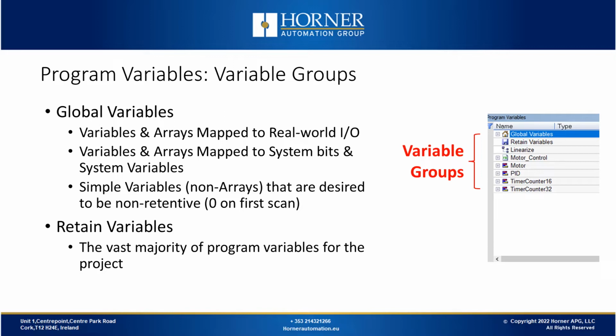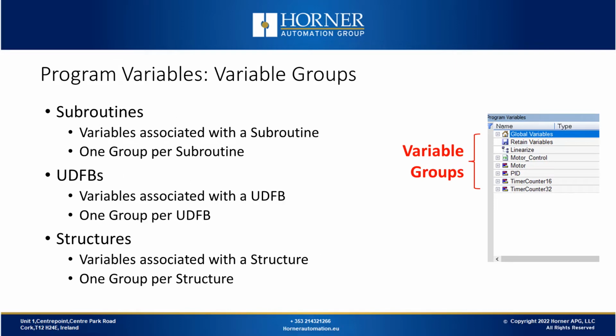The next group going down in that list is the retained variables. This is where the majority of the program variables will reside and where you'll put most of the variables that you create that you want to use in your project. You'll also see groups of variables for subroutines, user-defined function blocks, and structures. When you open a new variable-based advanced ladder project, you won't find any entries in the program variable window for subroutines or UDFBs. However, as soon as you create a subroutine or user-defined function block in your project, you'll find a variable group that will show up in the variable window.